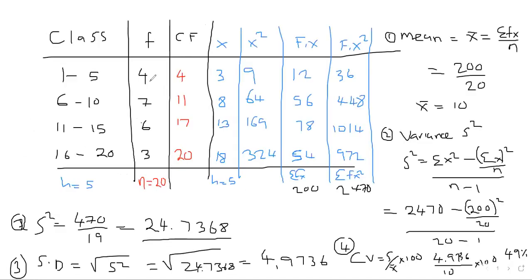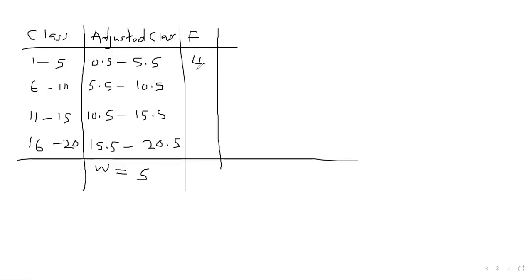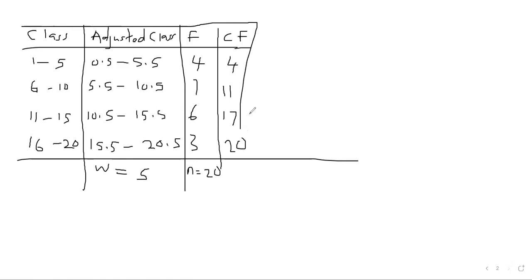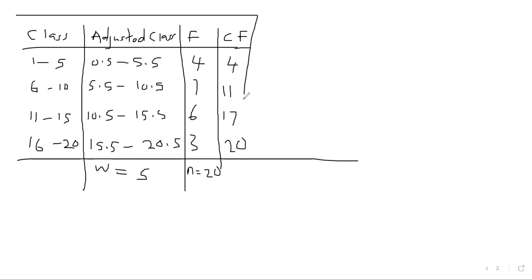In this case, we have the frequencies 4, 7, 6, 3. Who remembers how to come up with a cumulative frequency? We bring down the 4, add 7 to get 11, add 6 to get 17, add 3, and we get 20, which happens to be our n, 20. This is all we need to establish our mode, median, and the quartiles if possible.